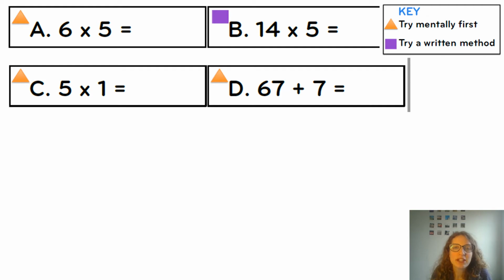What I would like you to do is have a go at these 4 questions. Remember, if there's a triangle in the corner, try and do it in your head mentally first, and then the square, do it with the written method. If you need to do written for the others, that's fine, but try it in your head first. So pause, and once you've answered those 4 questions, carry the video on.